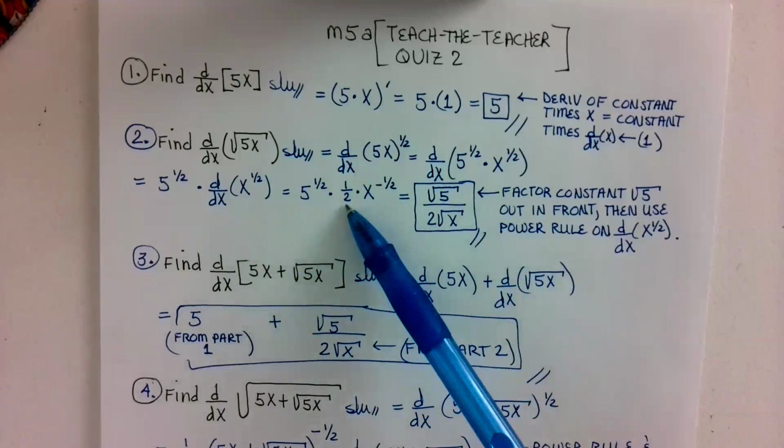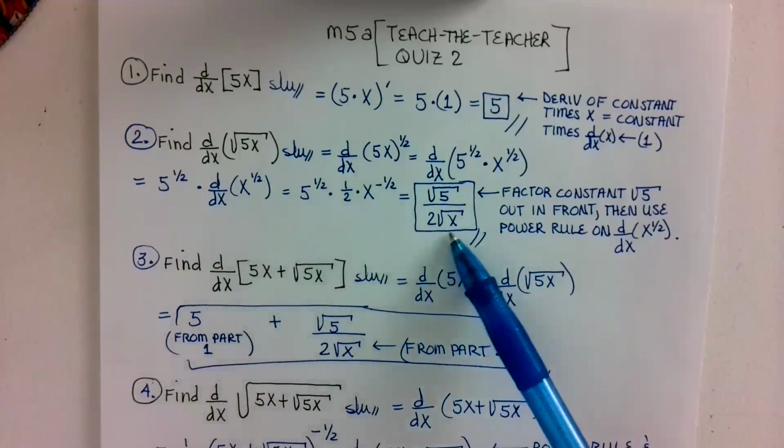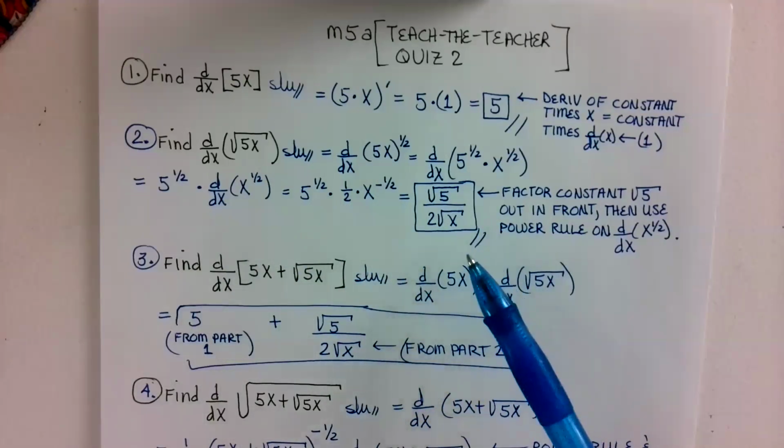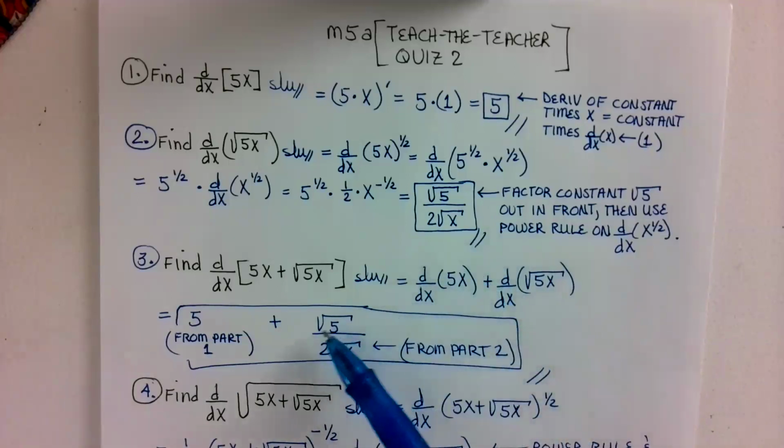Okay, so the 5 to the 1/2 power is the same as the square root of 5. The 2 here is in the bottom, in the denominator, and the x to the negative 1/2 in the denominator is x to the positive 1/2, which we write as the square root. So here, the explanation is that we factored out the square root of 5, and then we took the derivative using the power rule. Now, you'll recall that in our textbook, we don't bother rationalizing the denominator, so you didn't have to do anything more on this problem. Now let's look at part 3.